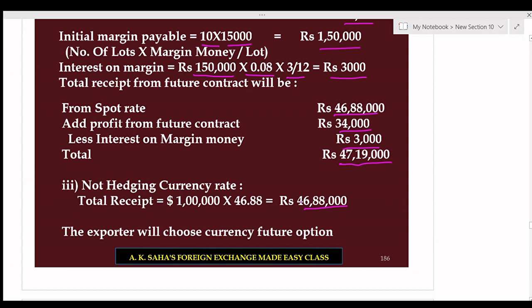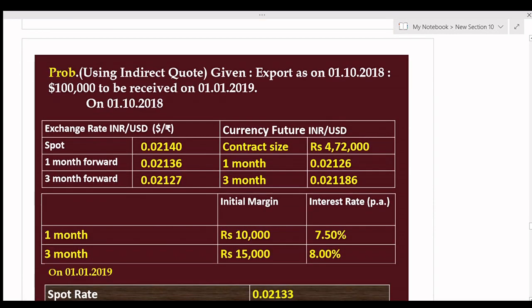Now from the 3 alternatives, the future contract money is highest, 47,19,000, and in forward it is 47,01,000, and in the spot, where no hedging is conducted, it is 46,88,000. The exporter will choose the currency future option.